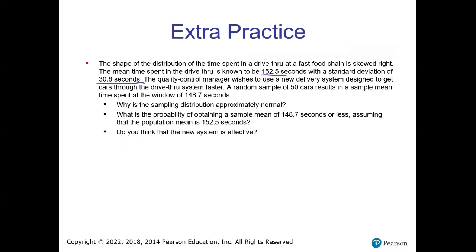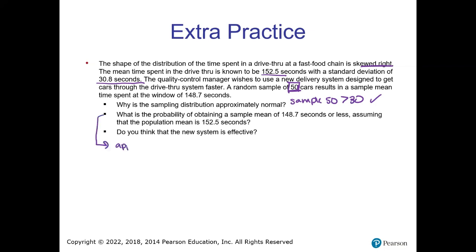Why is the sampling distribution going to be approximately normal? We were told we were skewed right. So anytime we are skewed to the right, our sample size has to be greater than 30, which it is. So sample is 50, which is greater than 30. What is the probability of obtaining a sample mean of 148.7 seconds or less, assuming that we come from the original population?